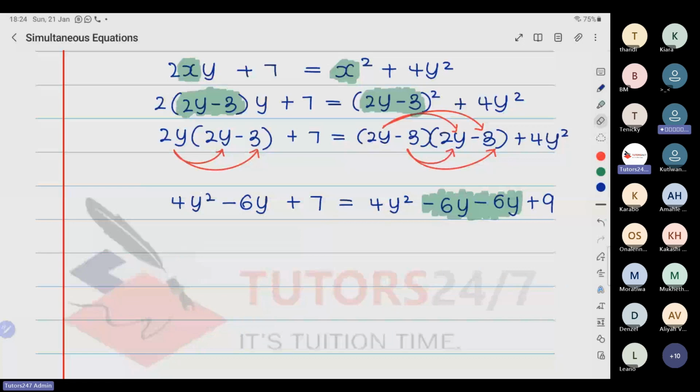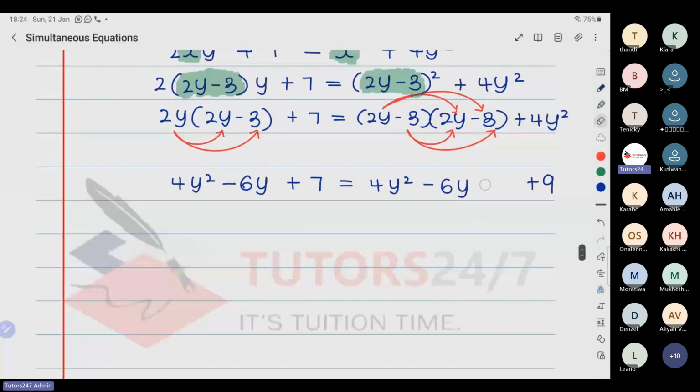Sorry, sir. So, may you please explain how it's option 3? Because I thought that negative 6y and 6y cancel out.